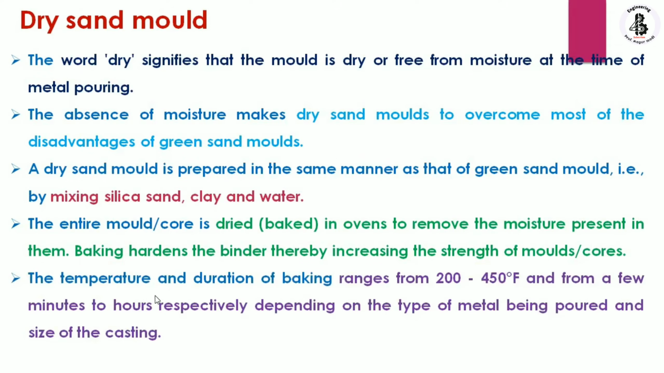The temperature and duration of baking range from 200 to 450 degrees Fahrenheit and from a few minutes to hours respectively, depending upon the type of metal to be poured and the size of the castings. So these two things are the dependent parameters.